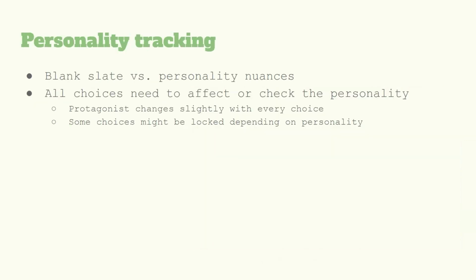The next step from tracking choices is to make even the protagonist's personality dependent on them. In games where the protagonist has dynamic personality, all choices need to either affect or check the personality of your protagonist. How exactly this happens is different depending on what kind of dynamic personality you want. So, for example, with a blank slate protagonist, the possible personality types might differ greatly in each choice, but to stay consistent, there might also come a point where you need to lock away certain choices that don't align with the personality the player has nurtured.